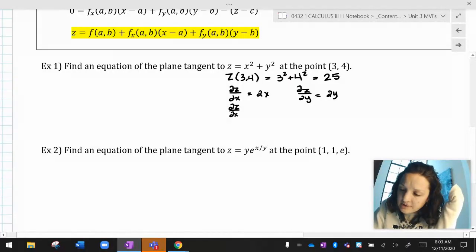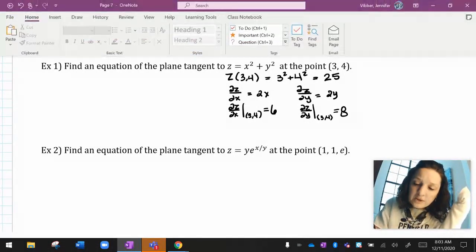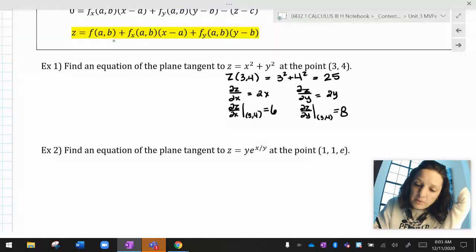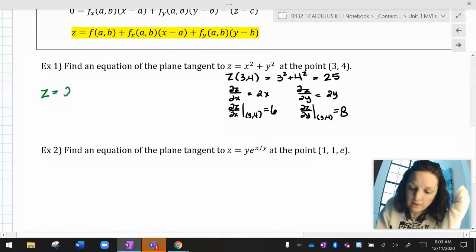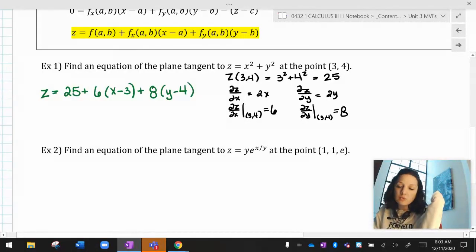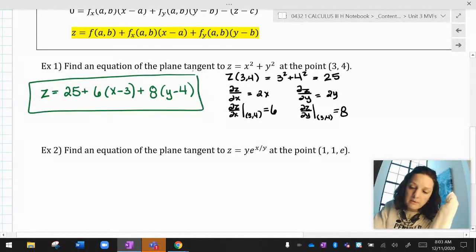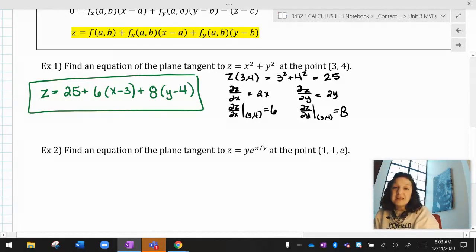The partial of z with respect to x, evaluated at (3, 4), is going to be 6. The partial of z with respect to y, evaluated at (3, 4), is going to be 8. And so the tangent plane equation is simply z equals the initial z value plus the derivative with respect to x times (x minus the initial point) plus the derivative with respect to y times (y minus the initial point). And there it is. That's it.